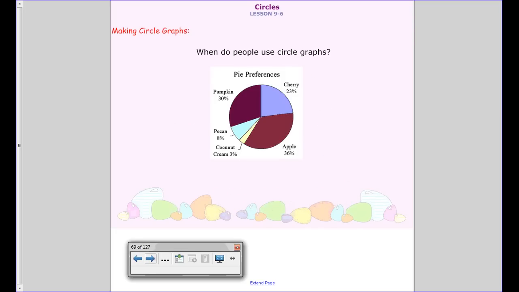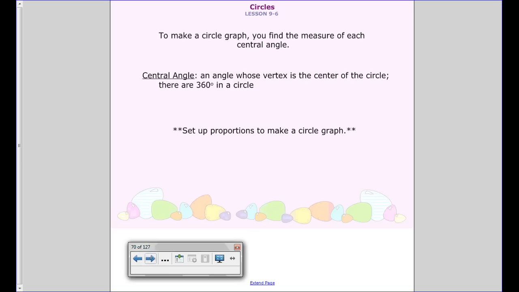Now we're going to talk about how we make circle graphs. And this time we don't get to just use our best judgment. We have to use what we know about central angles and set up proportions. So my question up here is, when do people use circle graphs? Well, usually when we're talking about a whole population or whole group, and we're talking about preferences or what somebody does in a day, and it's going to total up to be 100%. Because as we know, a circle is a whole, and when we take parts of it, that's so much of a percent of it.